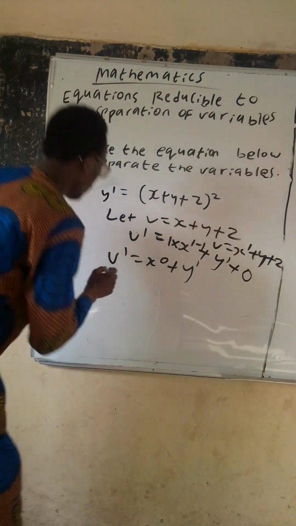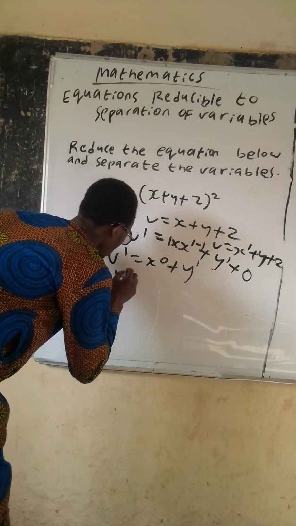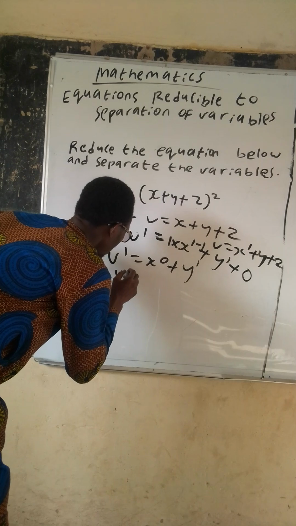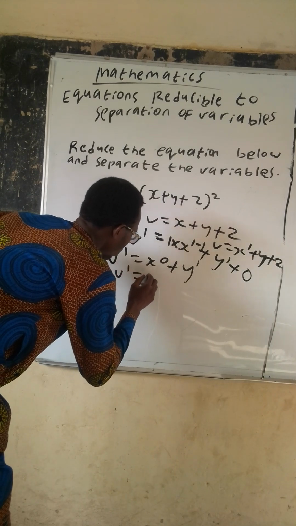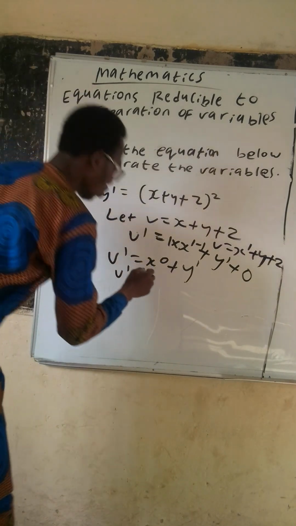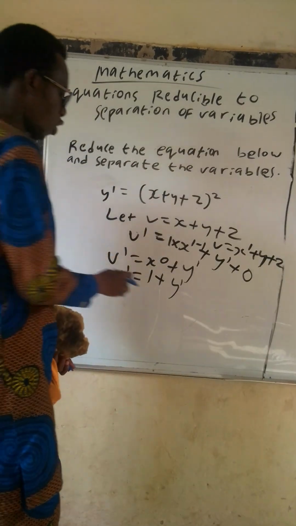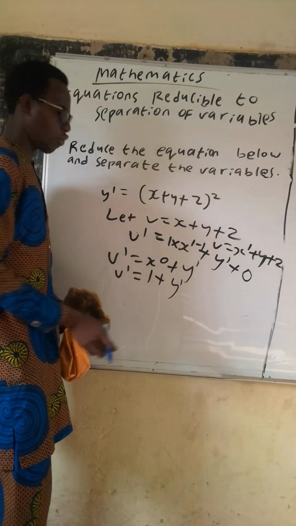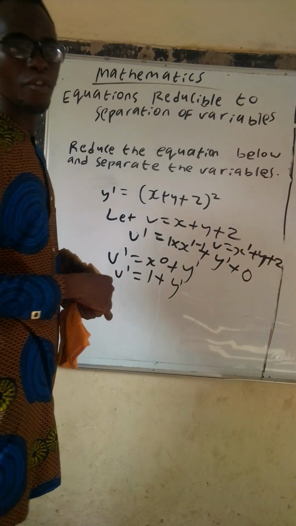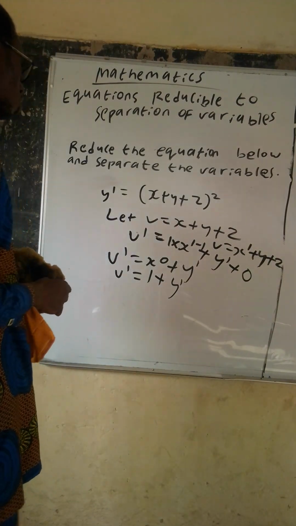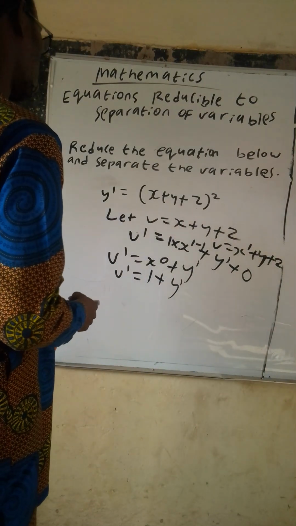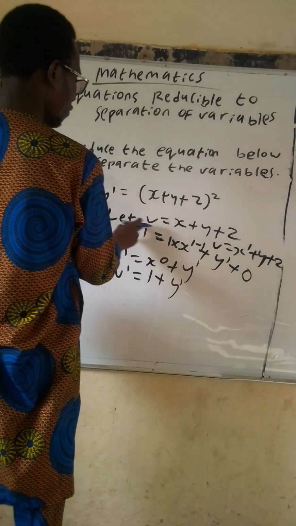So we have the first derivative of v equals, anything raised to power 0 is 1, plus y raised to power 1, or y times the first derivative of 1, the first derivative of y. So, having done that, remember we said let v equal what?